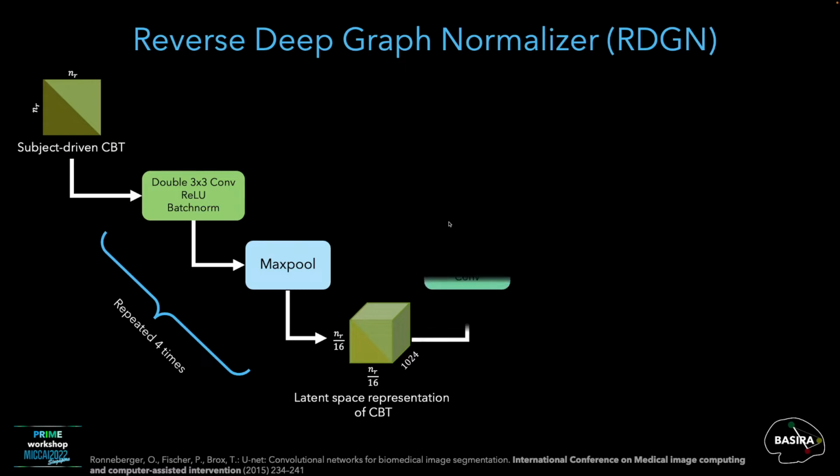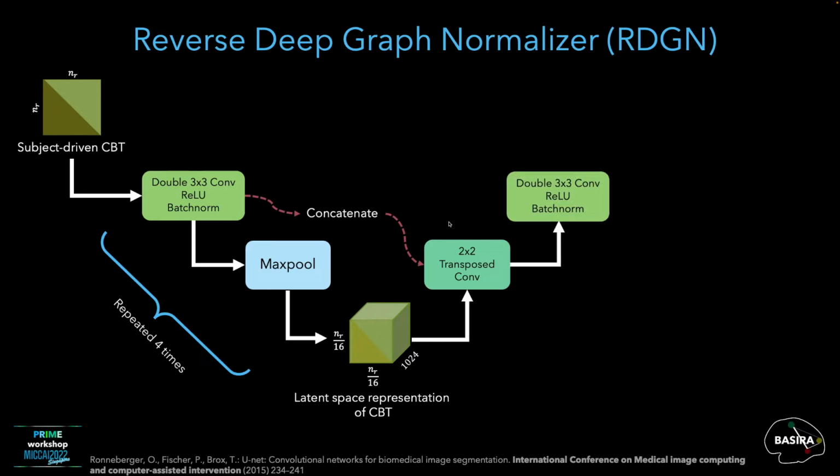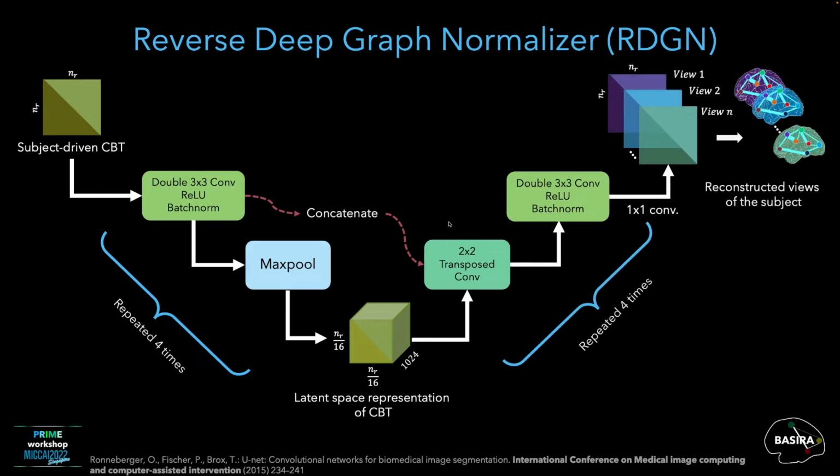In the decoder part, we first upsample using a transposed convolution layer that halves the number of output channels, which is followed by a concatenation to ensure that the resultant feature map is in the correct shape, and we make use of the skip connections idea. Then, we apply the same convolution operation twice as in the encoder. This process is repeated 4 times as well. The final layer consists of a 1-by-1 convolution layer that outputs the reconstructed views of the subject. As you can see, the RDGN network follows the popular UNet architecture.